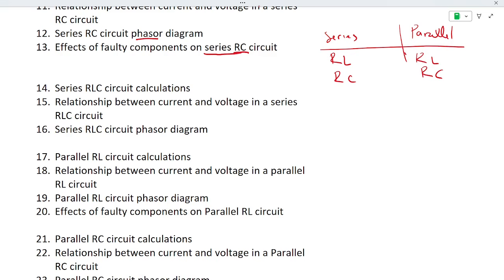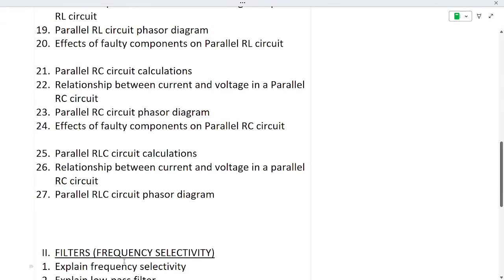Now we combine the 3 of them: RLC. So that's the area of focus. Now, while you're studying that, you should not forget the relationship between current and voltage in all these types of circuit. You should not forget the effect of faulty component in all these circuits. So this is what we've listed from point 1 all the way to point 27. So we're going to try to explore through the formulas, through a few things.